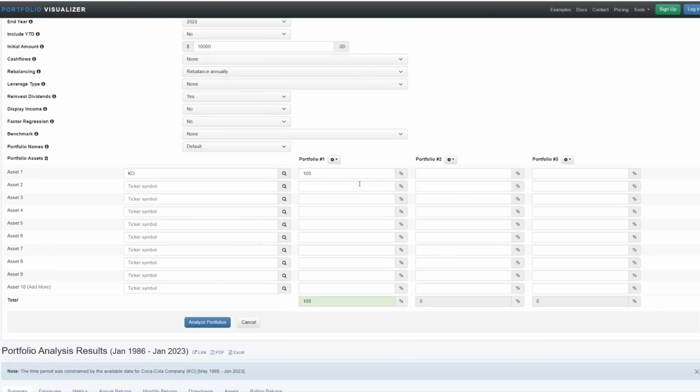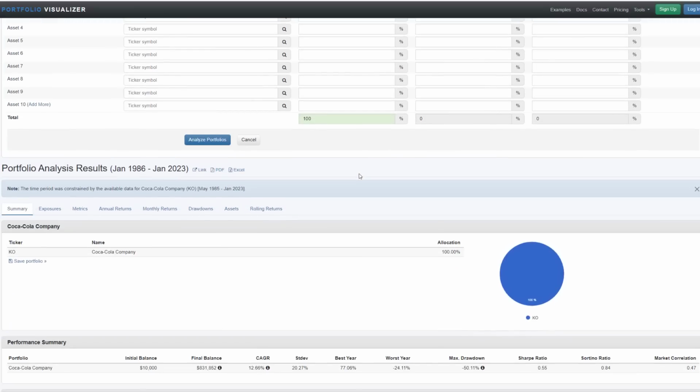Okay, now I want to take a look at Coca-Cola, for example. Coca-Cola is that sugar company. My favorite is vanilla Coke. I can't say no to vanilla Coke.